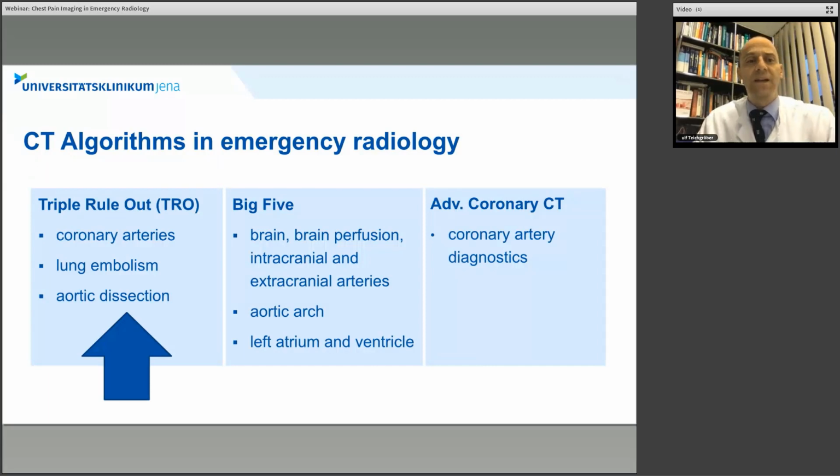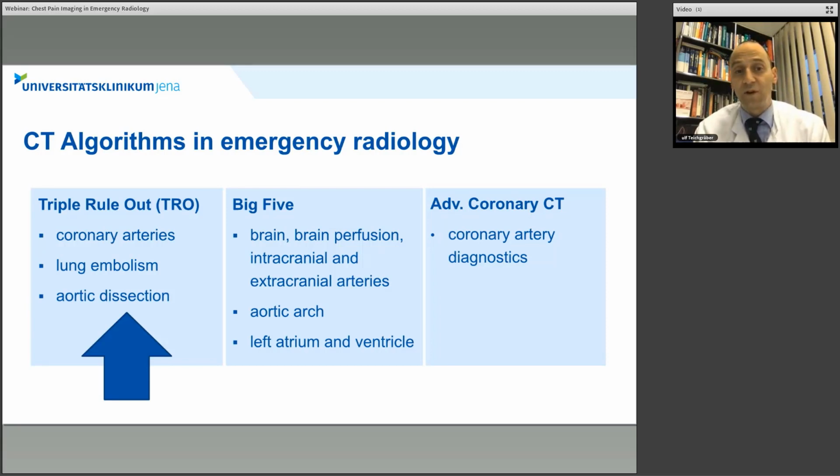These are our main algorithms, which we introduced with our new scanner. There is a triple rule-out protocol where we look at coronaries, look for pulmonary embolism and aortic dissection. We only apply this for hemodynamically unstable patients where we are not sure what kind of situation we are facing. I will go into the algorithms later on.